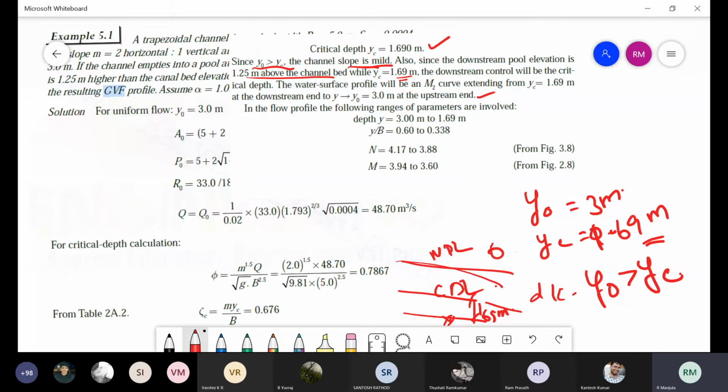So we can have the flow profile, and the various parameters we can see here. I can show you the diagram and discuss. So your depth is varying from 3 meter to 1.69 meter, and y by b, when you divide by b, you will get 0.6 to 0.338. Now you have to compute the hydraulic exponents N and M. How to compute hydraulic exponents? Again, we have to go back to the figure. Let me show you the figure.